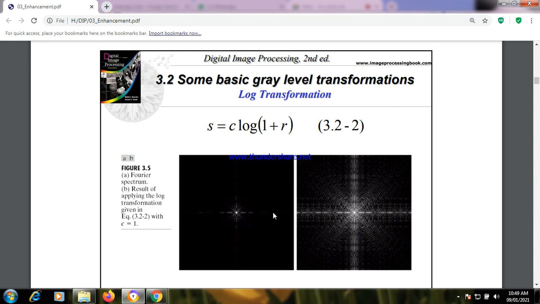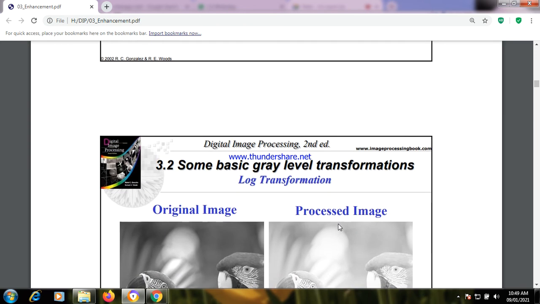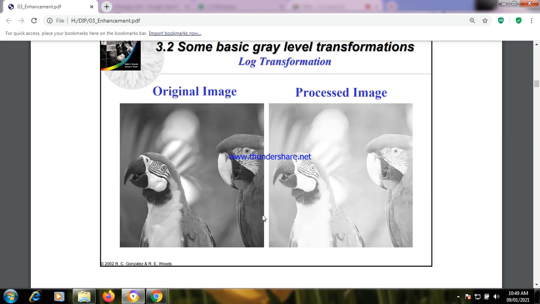So you can find two figures here. Figure A will indicate the Fourier spectrum, and figure B the result of applying the log transformation with C. C is a constant. C value is made as 1 here. Yeah, you can make out here. So this is the original image and this is the processed image. So processed image means it maps narrow range of low input intensity levels into a wide range of output levels, right?